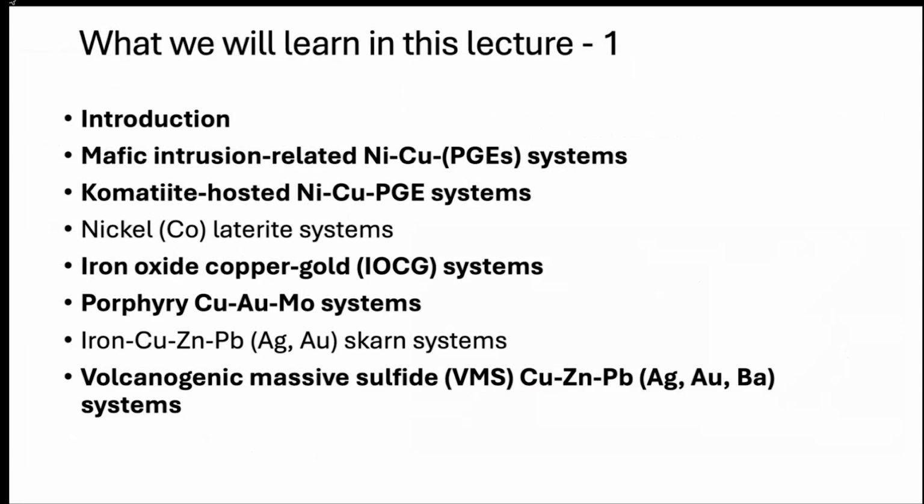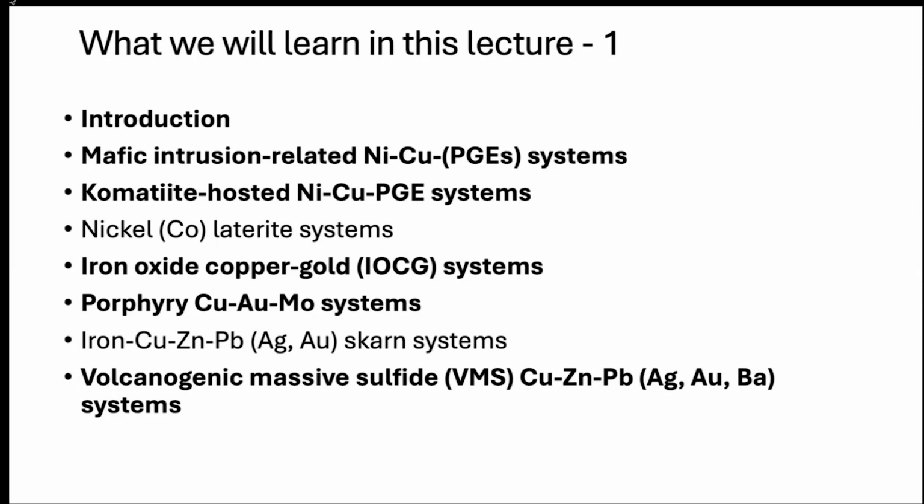So what are we going to learn in this lecture? The book breaks things up into a whole variety of ore deposit types, and I felt it was too much to go into every single one of them. So I've highlighted the ones we're going to focus on in bold. I will mention nickel cobalt laterite systems, just one slide. I'm not going to talk about skarn systems because they're really outgrowths of porphyry systems. But we will talk about mafic intrusion, although Bob has already introduced that.